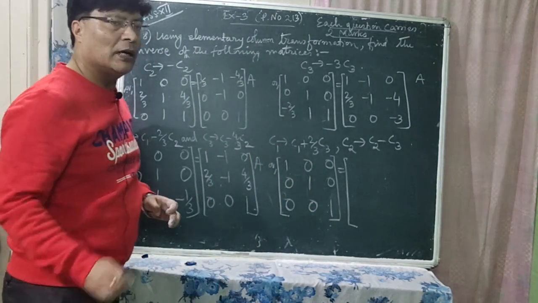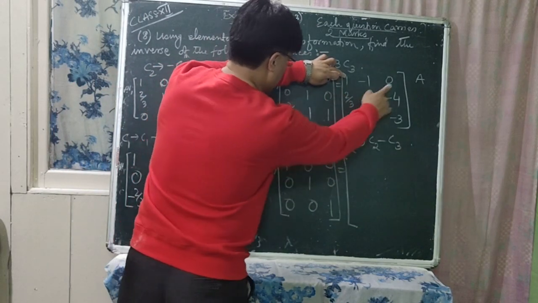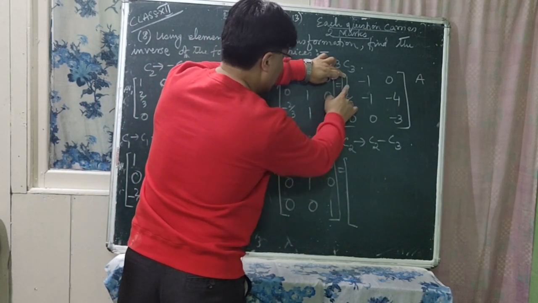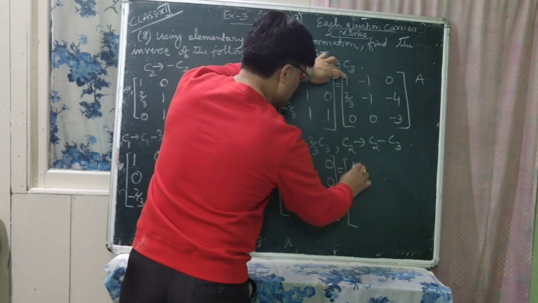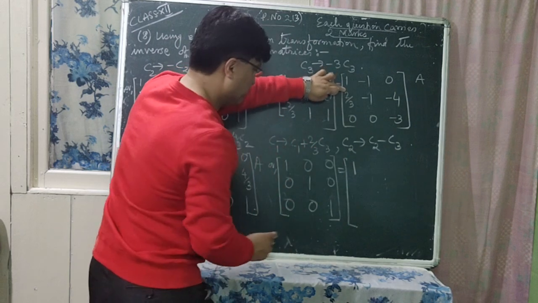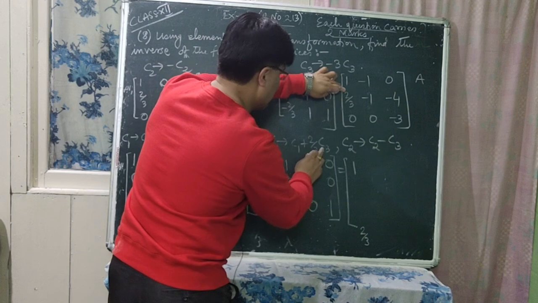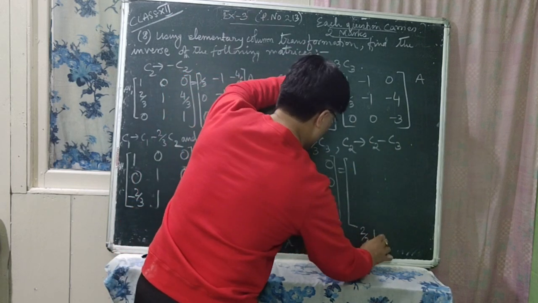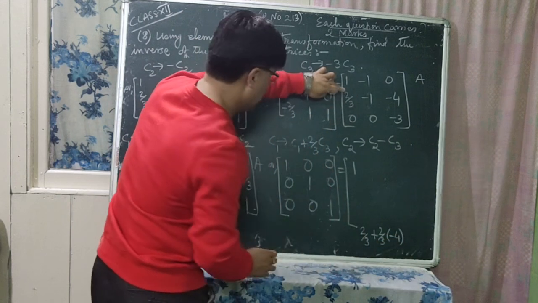Now, how does column 1 change now? Your C1 is 1 and C3 is 0. 1 plus 2 by 3 into 0, that is your 1. Next, 2 by 3. Next is your 2 by 3. C1 is 2 by 3, C3 is minus 4. Plus 2 by 3 into minus 4, right?